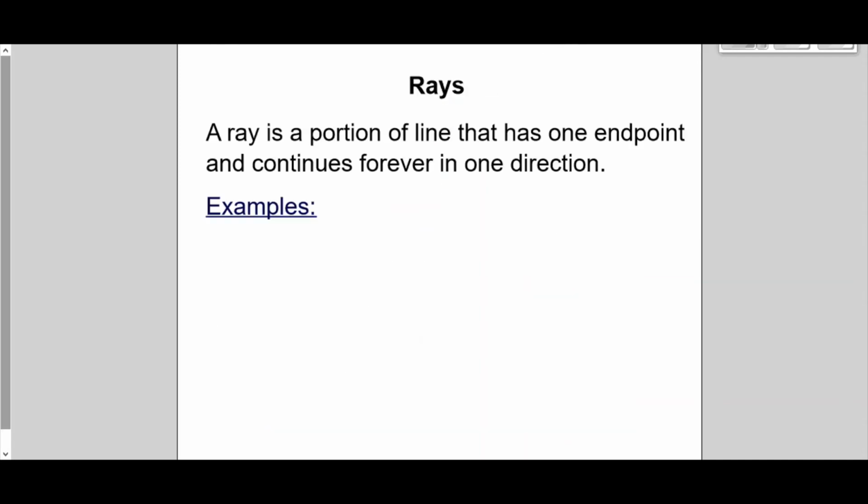Next vocabulary term is a ray. A ray is a portion of a line that has one endpoint and continues forever in one direction. A ray would have an endpoint, so let's call it an endpoint. Very important, this endpoint A, there would be no other point to the left of A. And I would draw an arrow to the right. So there would be no point to the left of A here.